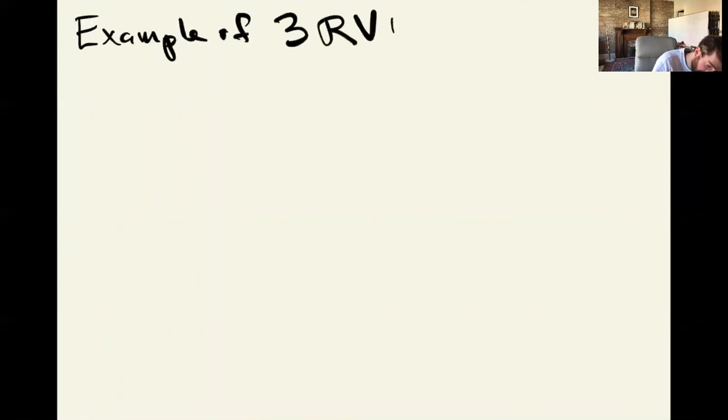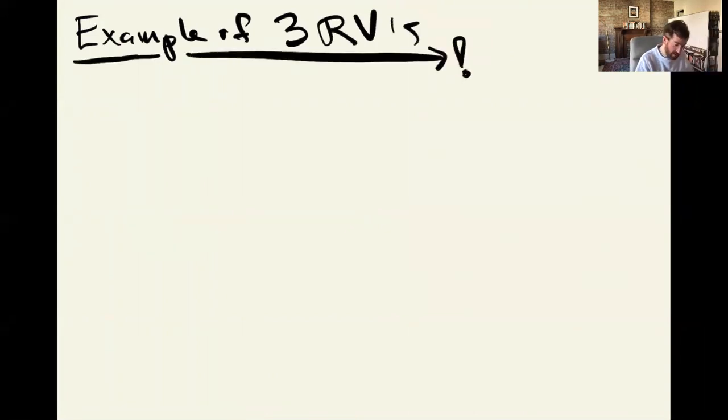All right, here's an example of 3 random variables. It's not something we've done yet. So far, we've only been concentrating on 1 or 2 random variables. But there are easy variations on problems we've already seen where this actually makes sense.